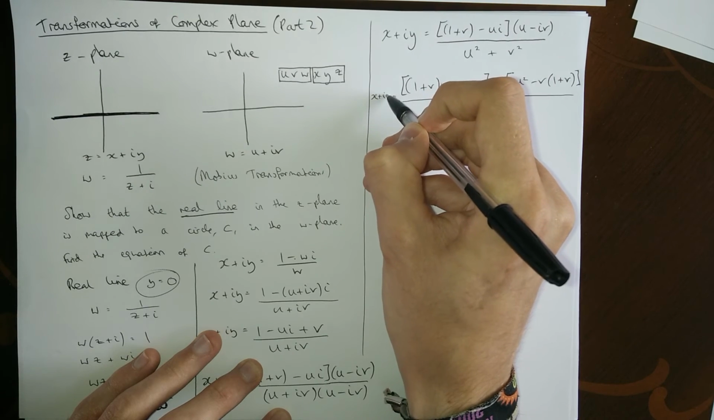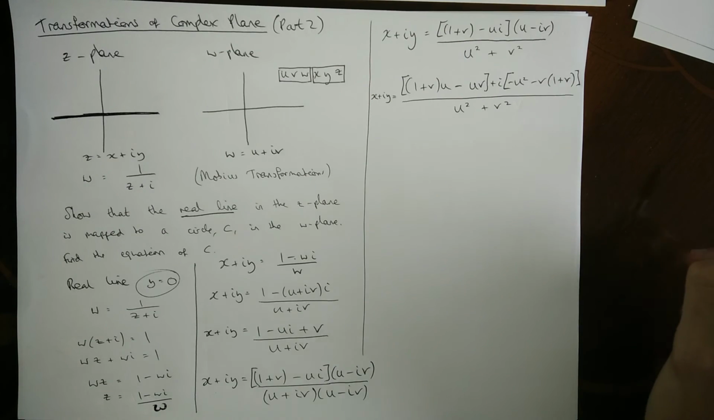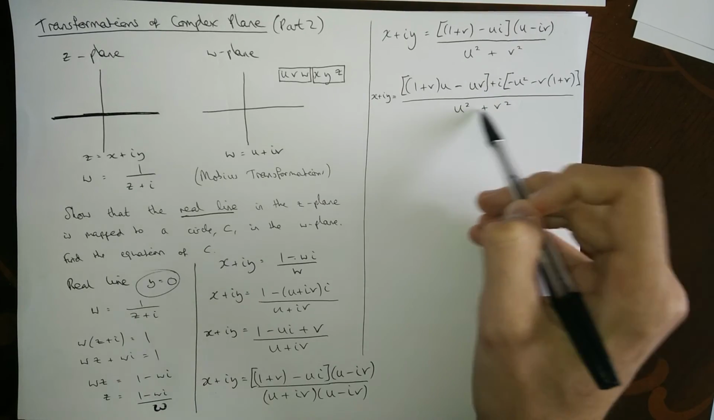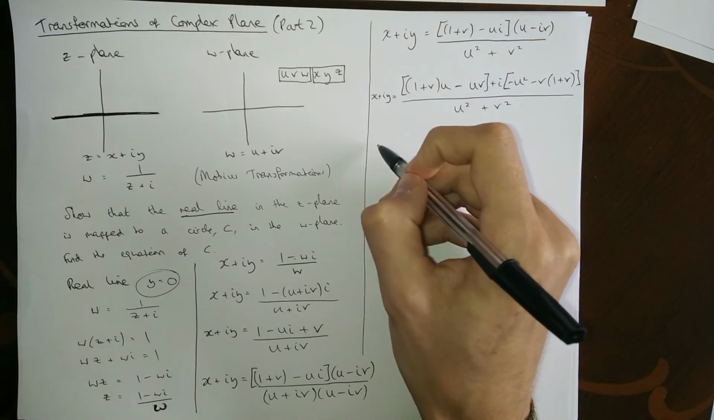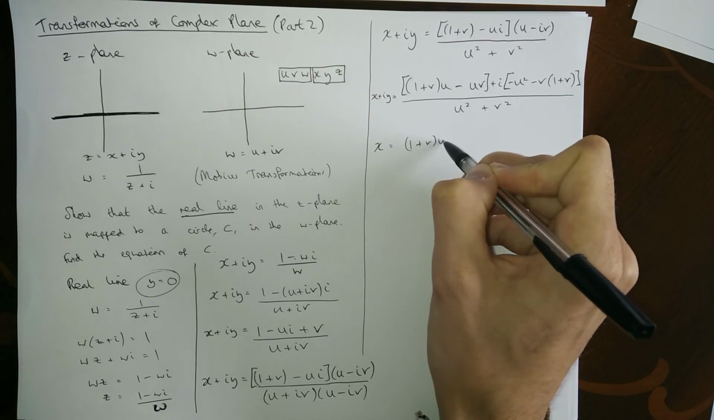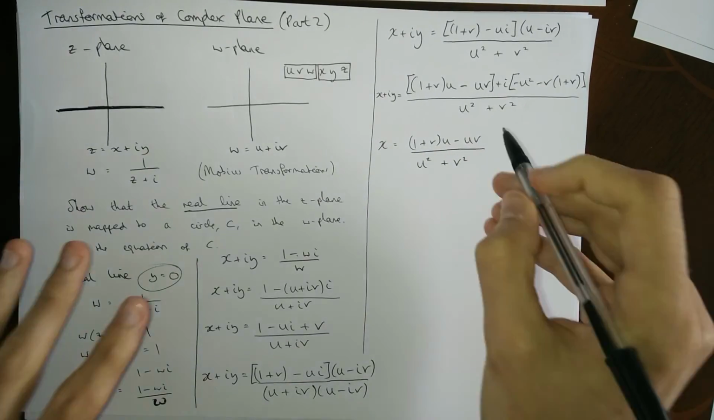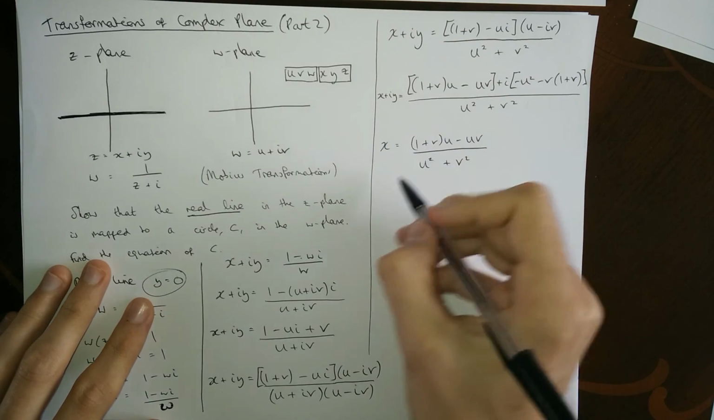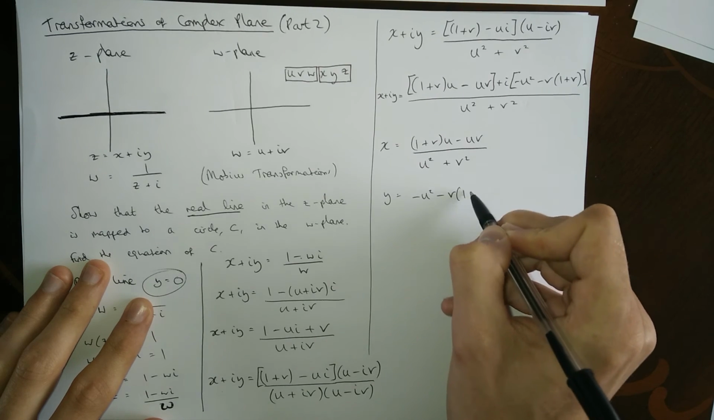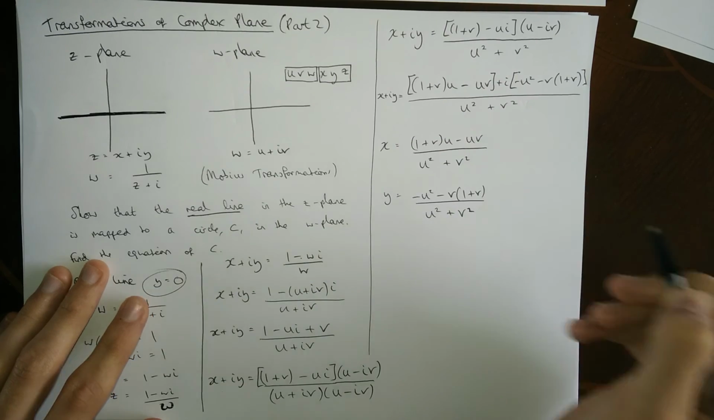That's still equal to x plus iy. Now the good news here is actually we've now separated this into real and imaginary parts, right? So this is the real part over u squared plus v squared, and this is the imaginary part over u squared plus v squared. So we can actually rewrite this as the real part here is equal to the real part here. And we can take the imaginary part and write that as equal to the imaginary part over here.